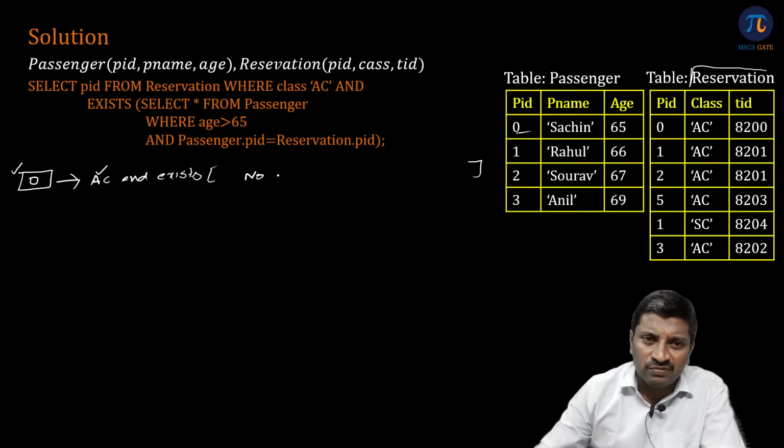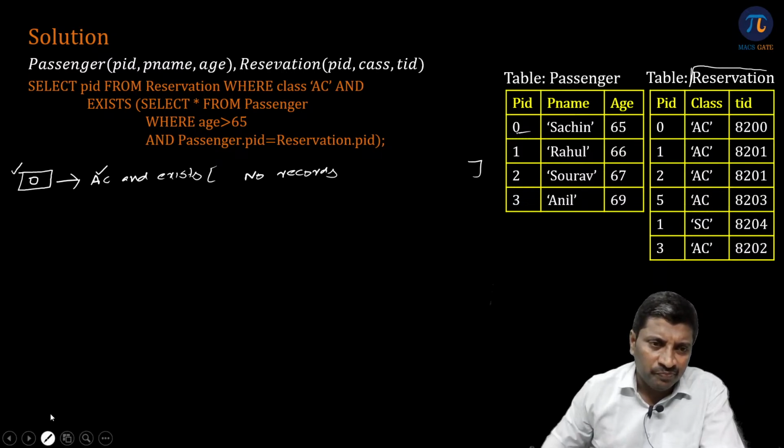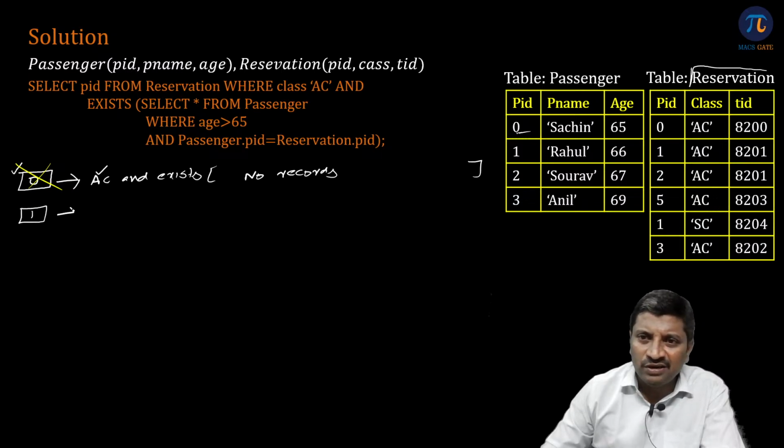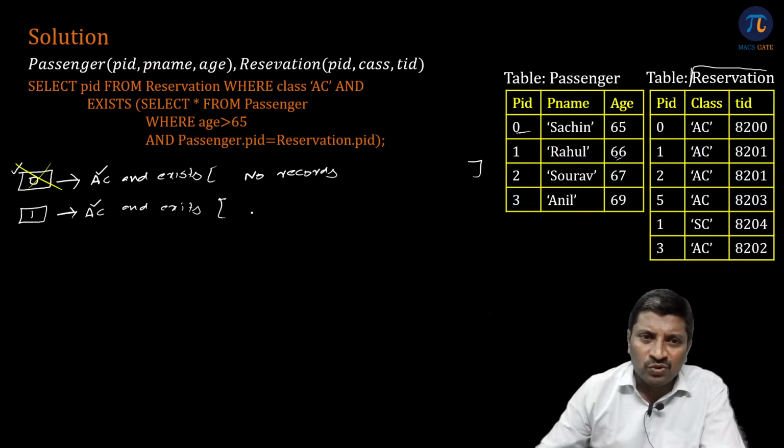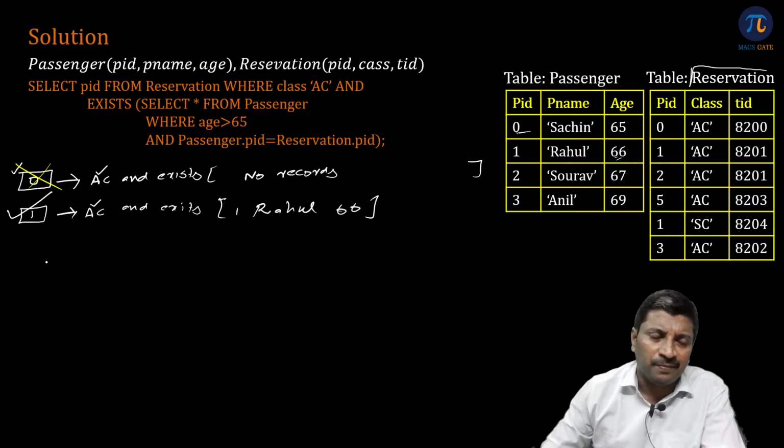So no records. When no records, will you get it, sir? No. Right? So let's go to the second record. 1. Is it AC, sir? Yes. And exist. Select star from passenger where age greater than 65 and passenger ID equal to 1. Passenger ID 1, sir. Age greater than 65. Yes. So I think we will get 1, Rahul, 66. I am getting 1 record, sir. So it will be displayed.